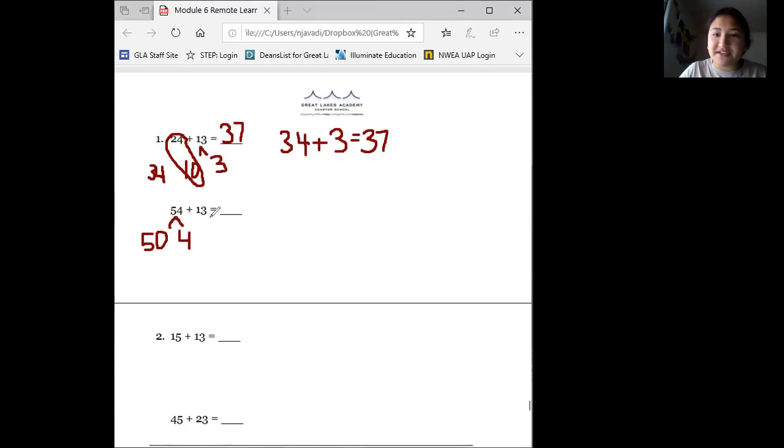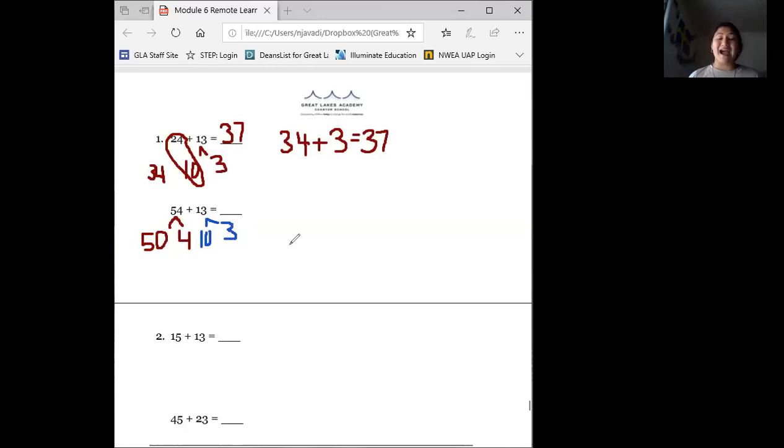13, let's break that up into tens and ones, just like we did before. We have 1 ten, which is equal to 10. Let me do it in a different color so you can see. We have 1 ten and 3 ones.